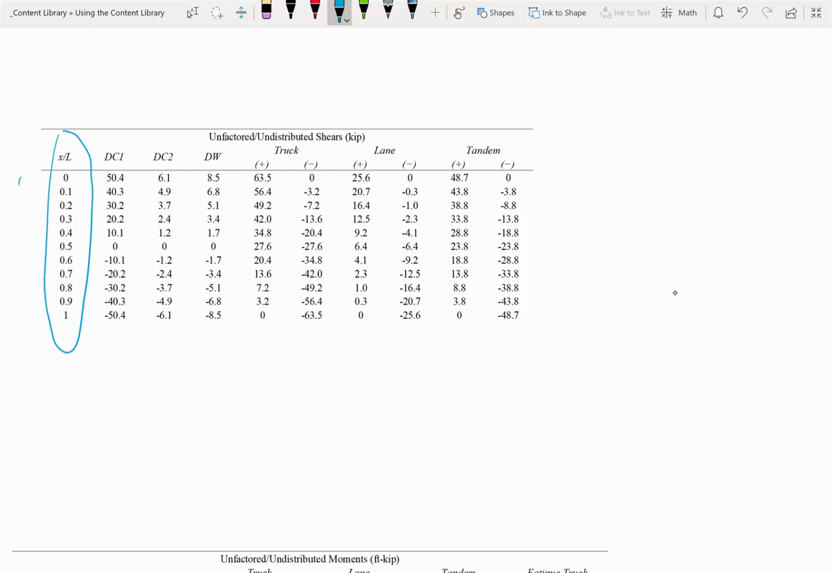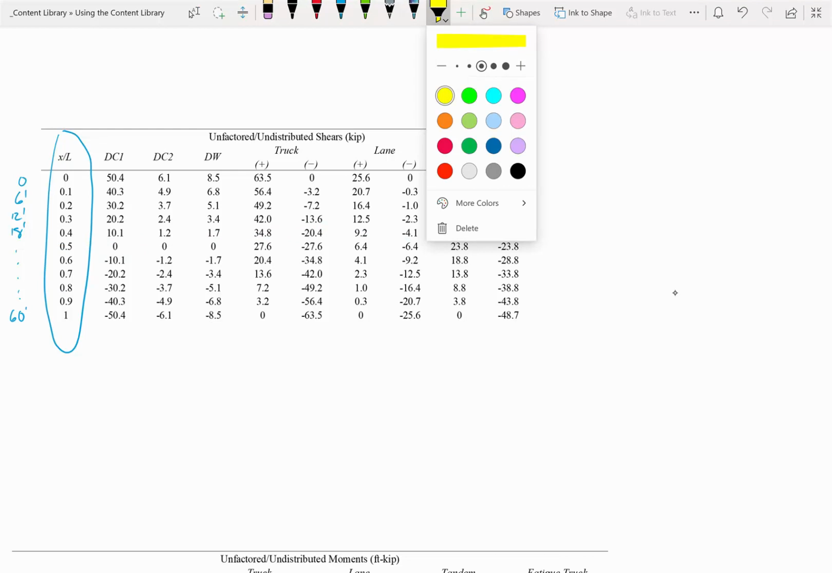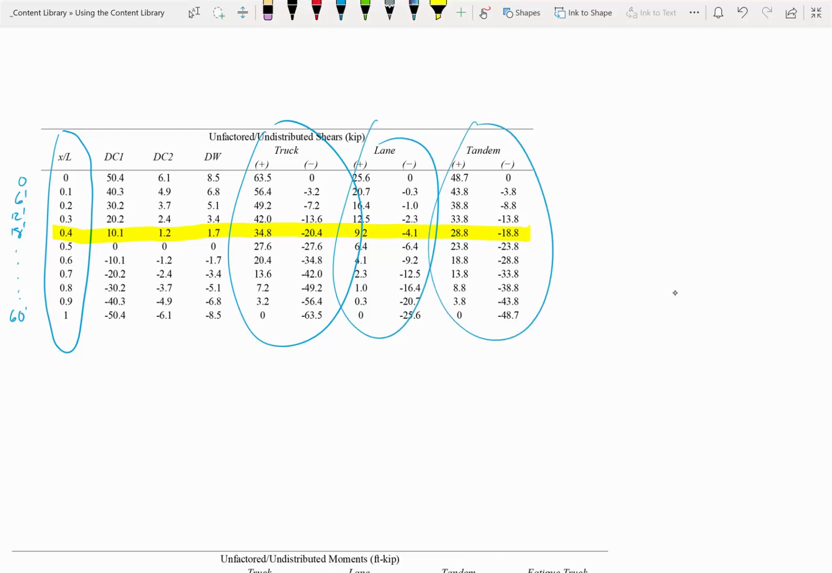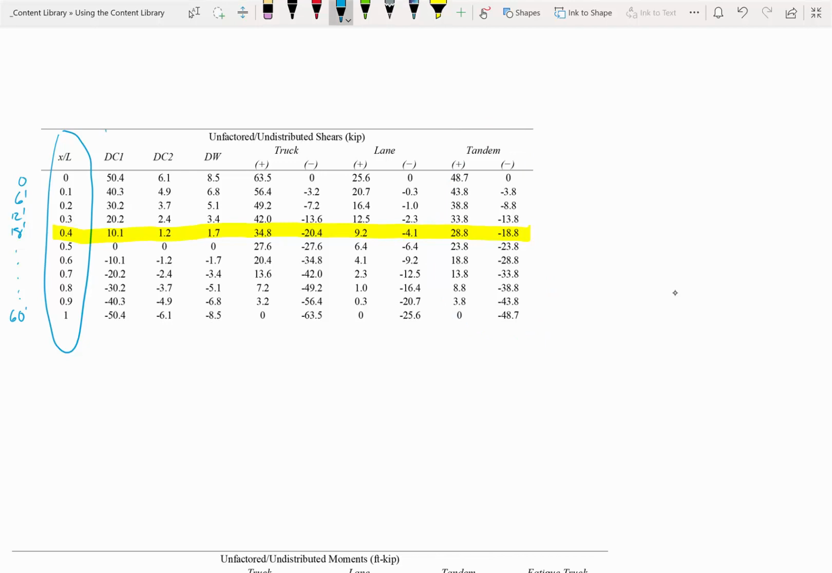So I might have 0 foot, 6 foot, 12 foot, 18 foot, all the way to 60 foot. And for a given row, let's just pick this row here. Actually, I'm going to use the highlighter tool. So let's say for this row here, that's a particular row. See how we've got a positive and negative shear for the truck, a positive negative shear for the lane, a positive negative shear for the tandem. That is my envelopes. What's going on right here?